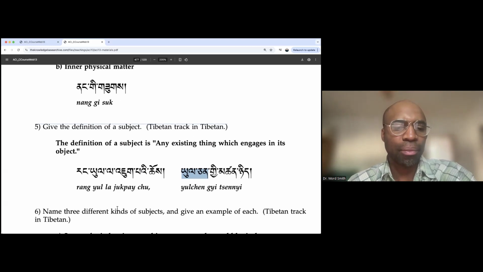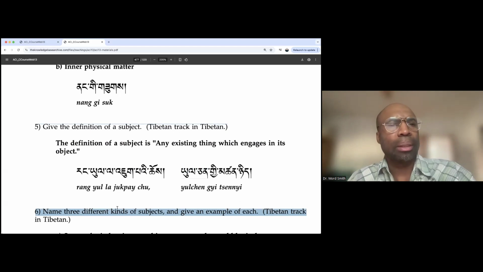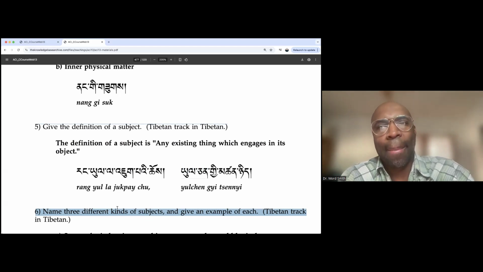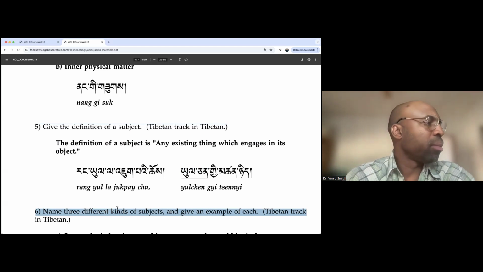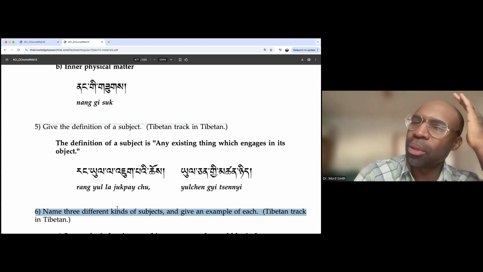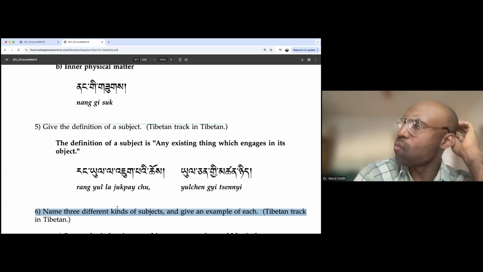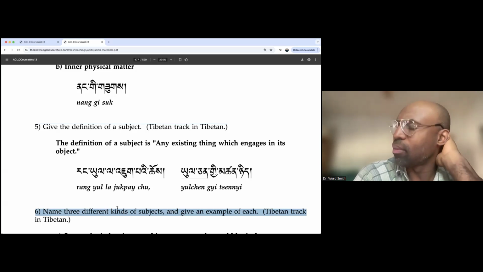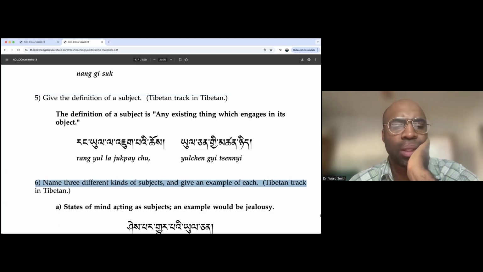Next, name 3 different kinds of subjects and give an example of each. I don't know. Sosokewos, Aryas, and Buddhas? What, 3 kinds of subjects, though? I don't know. What are they?